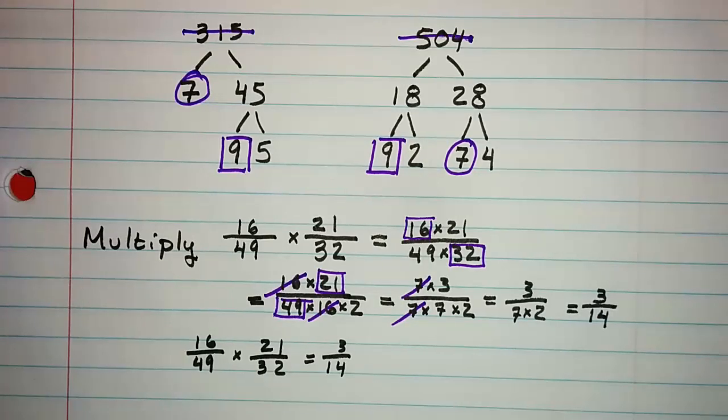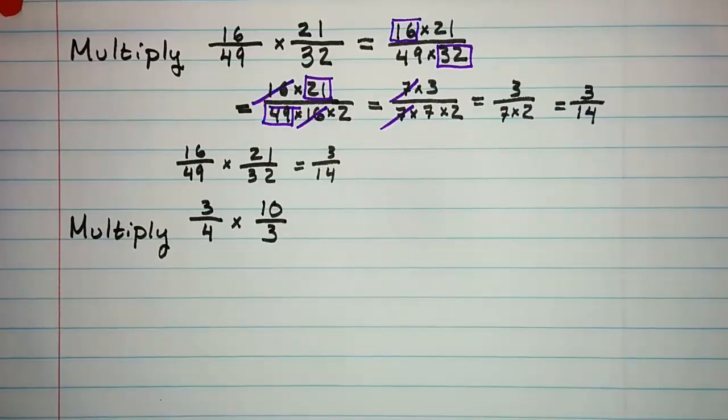I'm going to have you try one of these now, where you multiply two fractions and simplify before you perform the multiplication. Multiply 3/4 times 10/3. Pause the video and try this now.